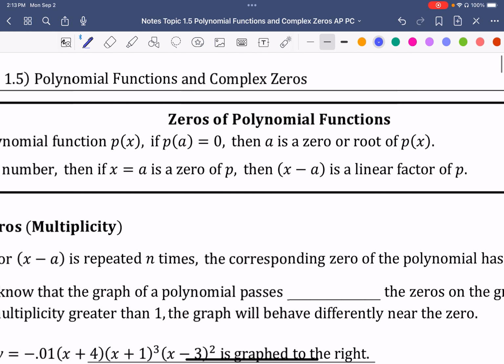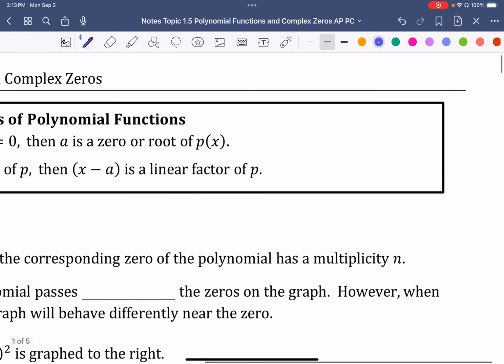Just as a reminder, the word zeros is basically just referring to your x-intercepts. So you need to be familiar with all of the words: zeros, roots, x-intercepts. Solutions is also one of them. So if they ever ask you what is the zero of the function, you need to know that they're asking you for the x-intercept.